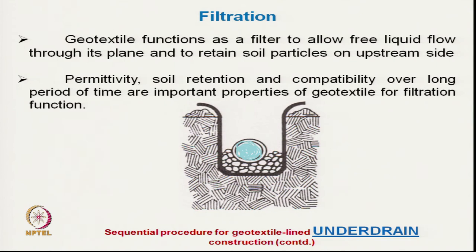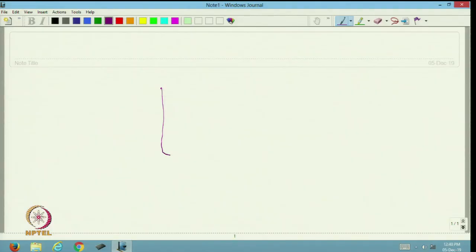Next function is filtration. So, here this one is geotextile and there will be perforated pipes. Let me discuss here. So, in drainage, this is the under drain, where this is soil. We use geotextile for filtration, and this filtration is required for drainage application.